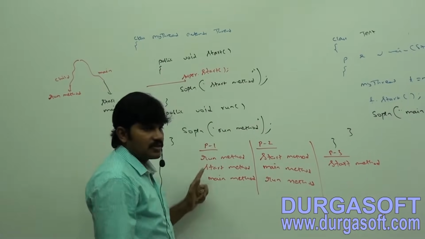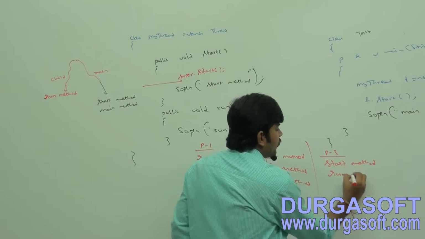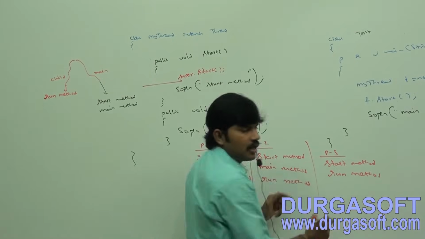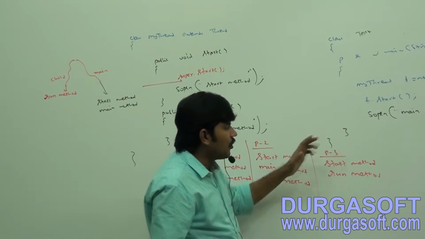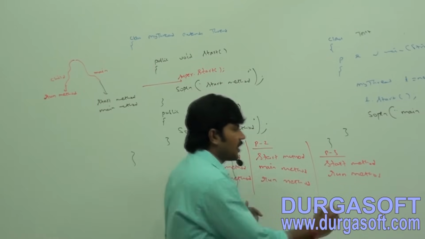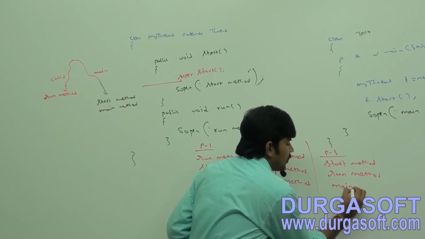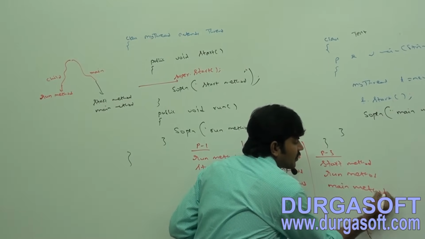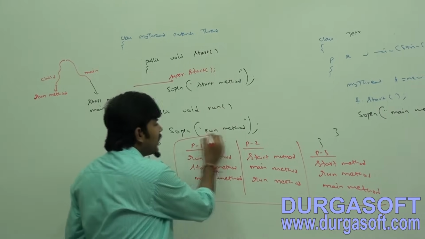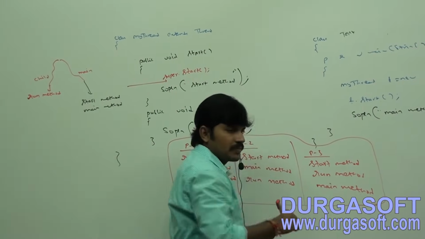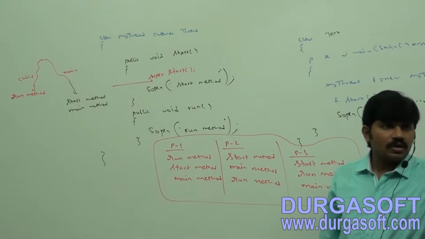After start, the child gets the chance, and that runs the run method. After the run method, the control comes back to the main method once again, and then the main method executes automatically. That's all, sir. These are the only possible outputs for this program. I get only these possible outputs, no other possibility.